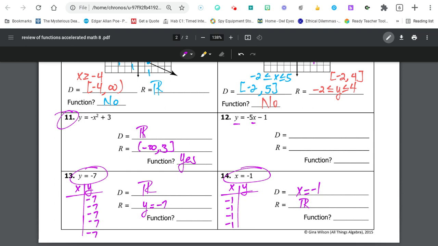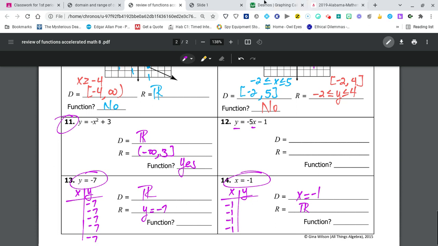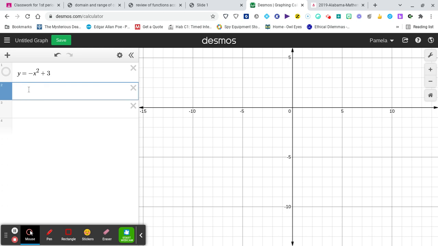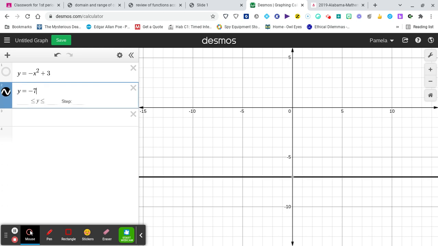You will learn how to do it, but it'll be second semester. But I'm going to show you something like number 13 or 14 on this graph. I'm going to show you y equal to negative 7. You see it's just that straight line going straight across right there. It stretches left and it stretches right, all the way to the left to negative infinity and all the way to the right to positive infinity. But it does not stretch up or down.